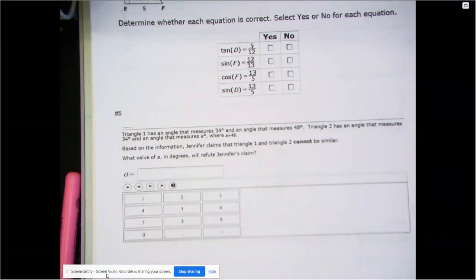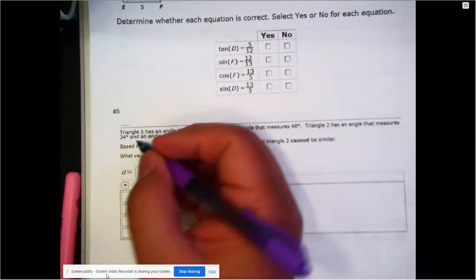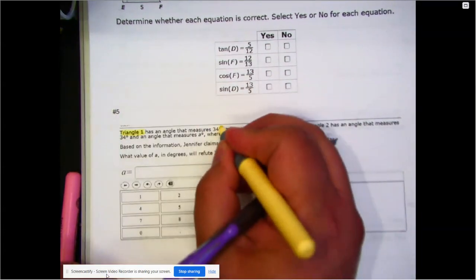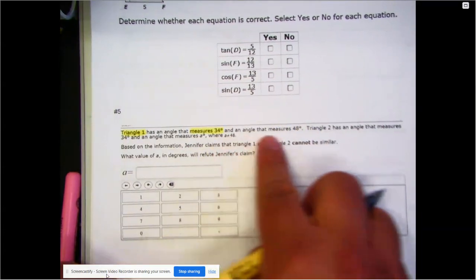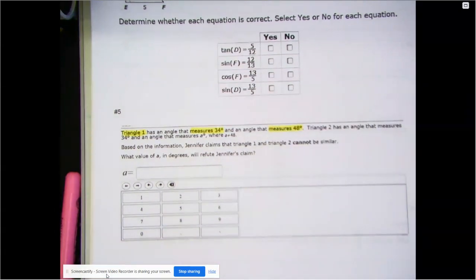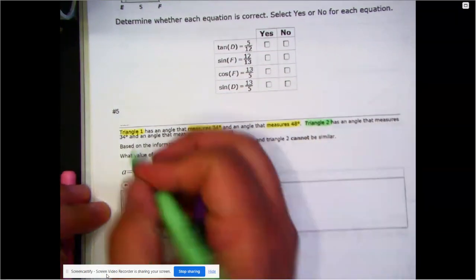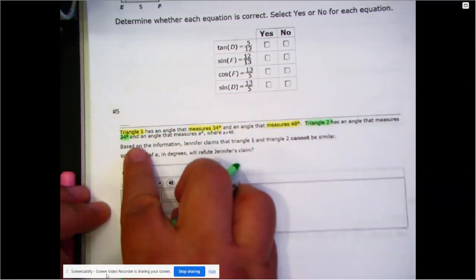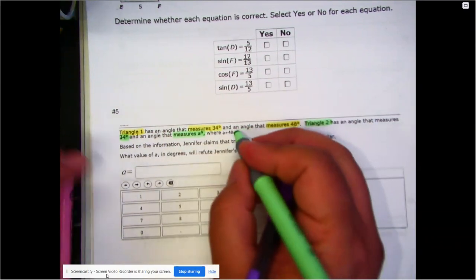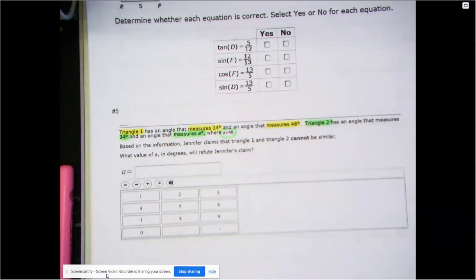So look at what it says. Triangle 1 has an angle that measures 34. All right, so all of this is for triangle 1. It has an angle that measures 34 and an angle that measures 48. Okay, triangle number 2. Triangle number 2 has an angle that measures 34 also, and an angle that measures A. They want me to call it A. They said the A is not 48. All right, that's fine. Not a big deal.